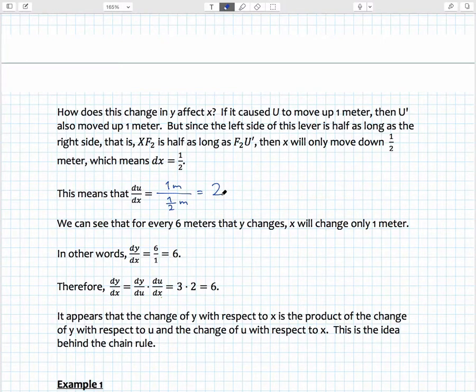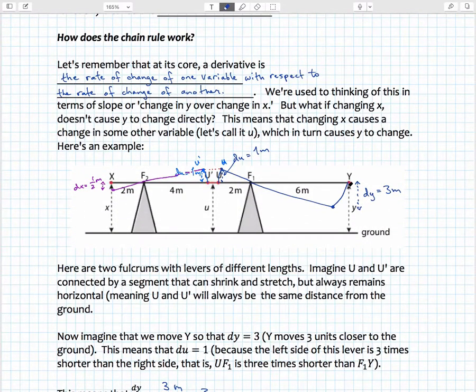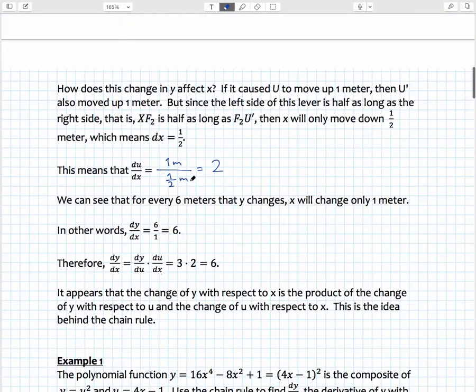Now, let's imagine that intermediate variable U just wasn't there at all. So we saw that as Y changed 3 meters, X changed by 1/2 meter. If we were to double that, we could say that if the change in Y was 6 meters, well, this change in X would be double 1/2 meter, or 1 meter. So the change in Y, if it changed 6 meters, the change in X is going to be 1 meter. So the change in Y with respect to the change in X is 6.